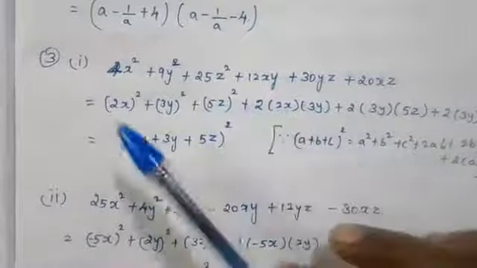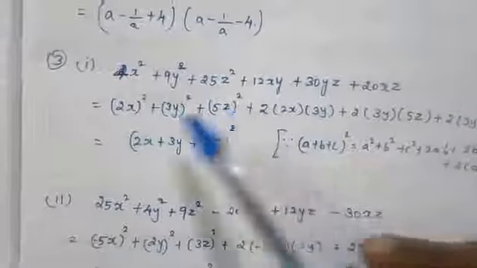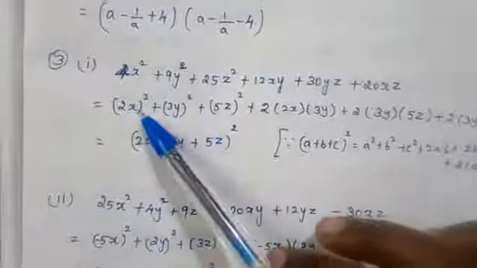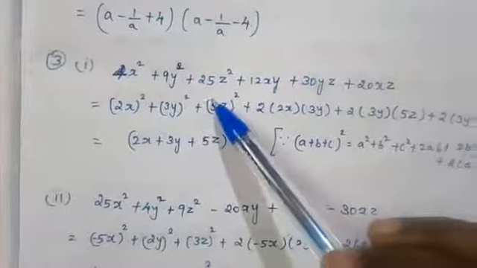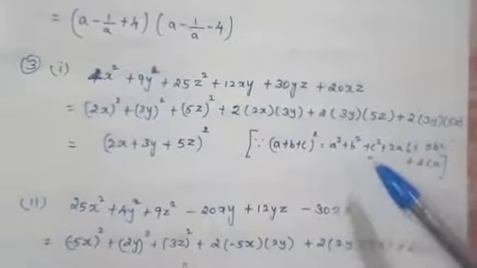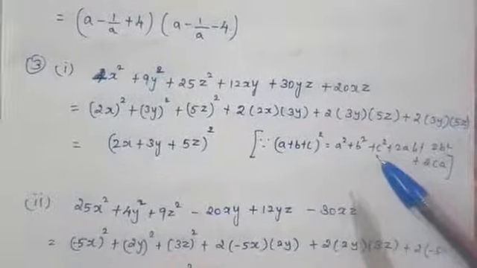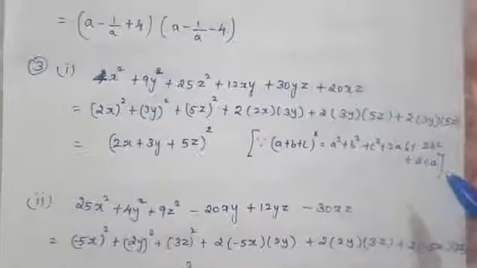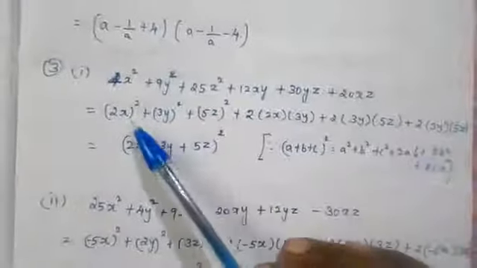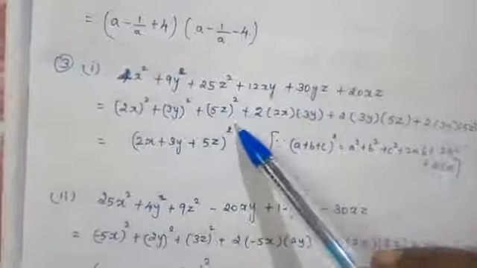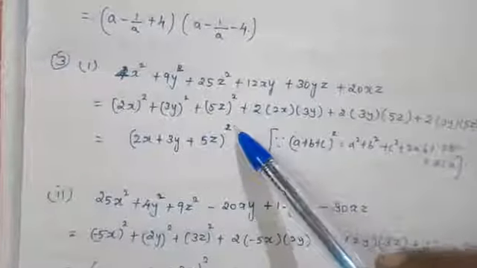This is a, this is b, this is c. So first you have to multiply these, a b, b c and c a. The formula a plus b plus c whole square is equal to a square plus b square plus c square plus 2ab plus 2bc plus 2ca. So now you have to consider these three: 2x plus 3y plus 5z whole square. It is the factorized form.